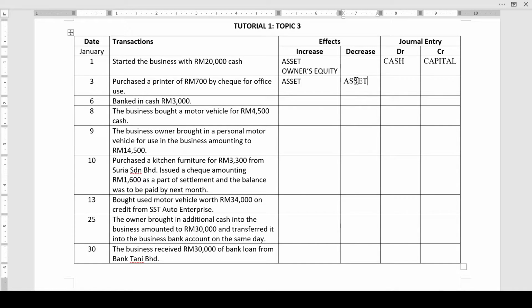Now to debit and credit. When there is an increase in asset, we debit the asset account. But which asset account is to be debited? This increase relates to the printer, so debit printer. Then a decrease in asset is to be credited, but to credit which account? Cash at bank; in short, we call that bank. Okay, next.